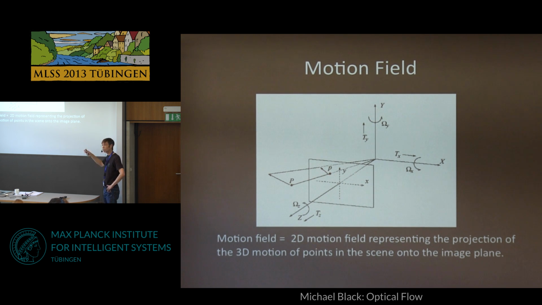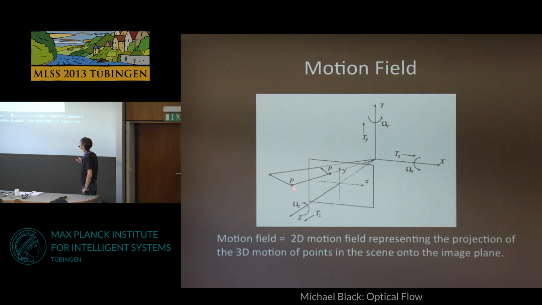As the camera moves, the projection of this point onto the image plane moves, and it induces a 2-dimensional vector, which describes the motion of that 3-dimensional point in the world, and that is something that we call the motion field.